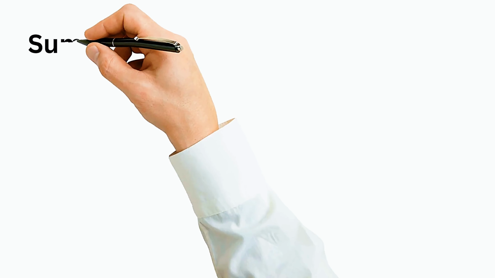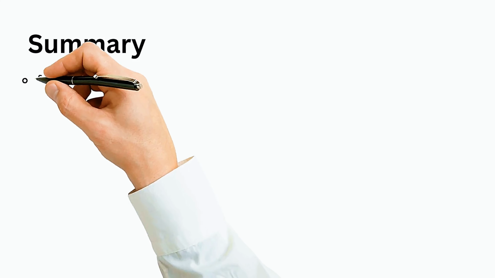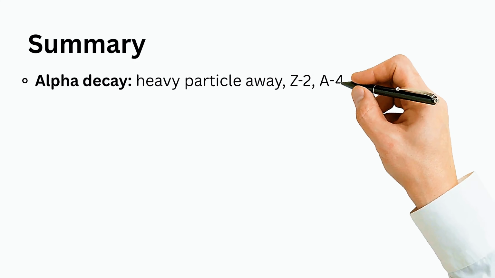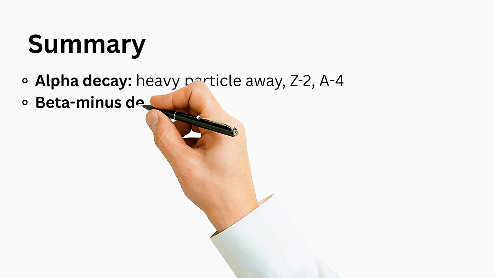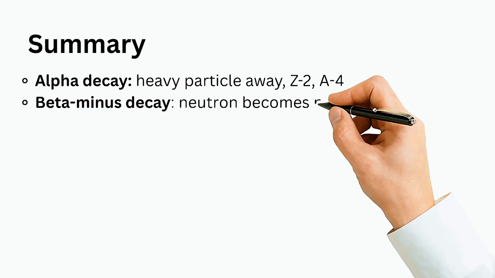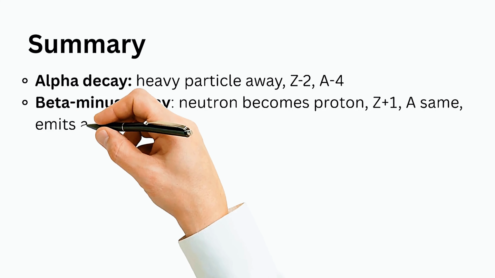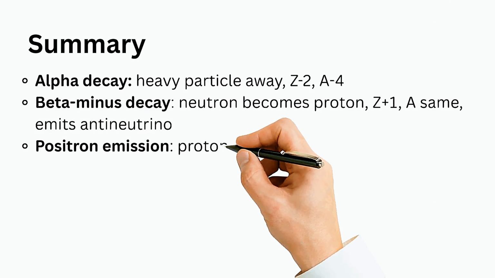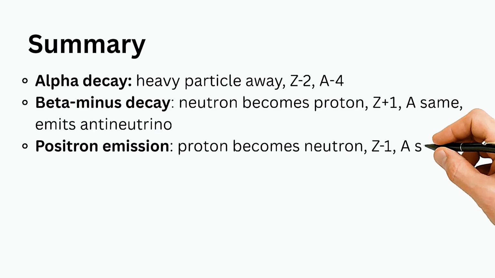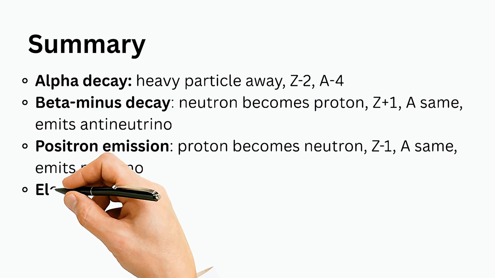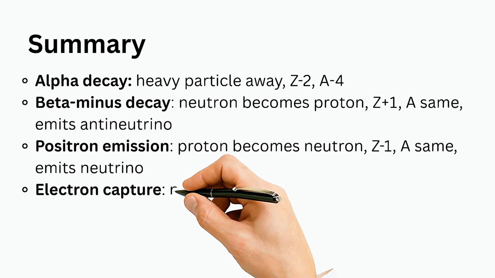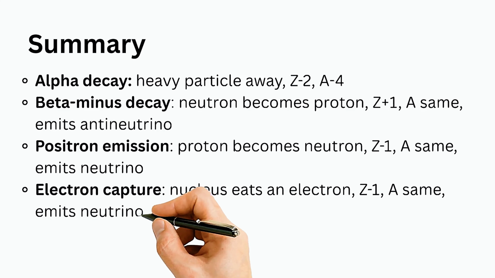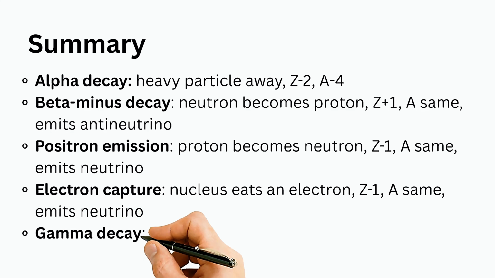To summarize, alpha decay, heavy particle away, Z-2, A-4. Beta minus decay, neutron becomes proton, Z+1, A same, emits antineutrino. Positron emission, proton becomes neutron, Z-1, A same, emits neutrino. Electron capture, nucleus eats an electron, Z-1, A same, emits neutrino. Gamma decay, energy released, no change in Z or A.